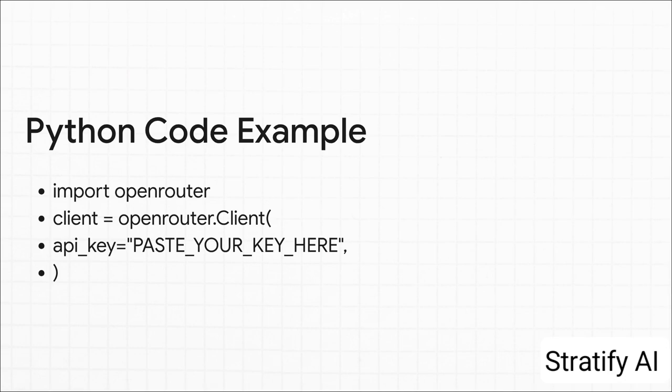Here's a little Python example using the OpenRouter library. See that part that says API key? You literally just paste the key you generated right there in the quotes. That's it. Your code is now authorized to talk to the AI. And it's the same basic idea no matter which service you're using.